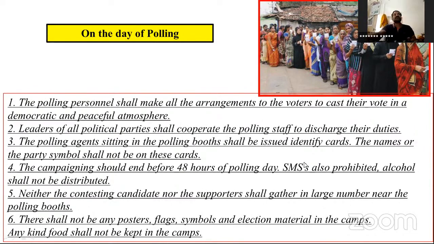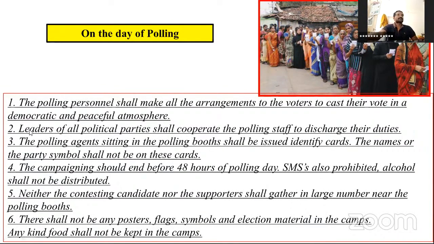First, the polling personnel shall make all arrangements for the voters to cast their vote in a democratic and peaceful atmosphere. Voters want to vote in a peaceful atmosphere. Those arrangements are made by the election commission or election officer. Who are the election officers? We will discuss in the next class.